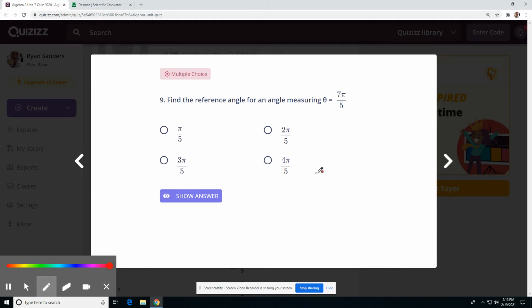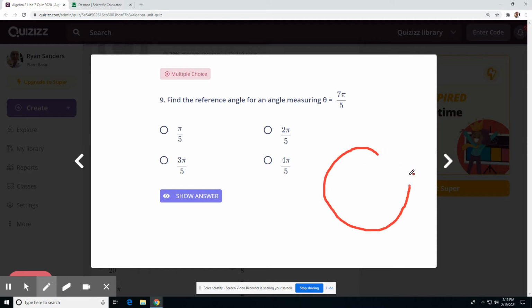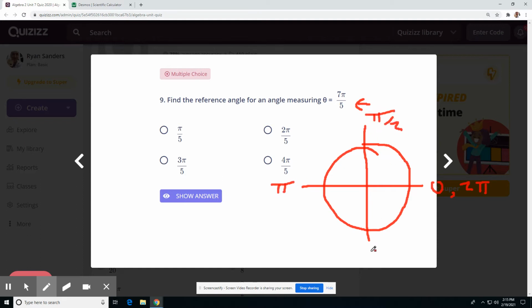Reference angle. Okay, so these are a little bit more tricky. See if I can't help set it up. So we got 7 pi over 5. So we're in pi's. So 0 and 2 pi. This would be pi over here, pi over 2, and 3 pi over 2 over here.